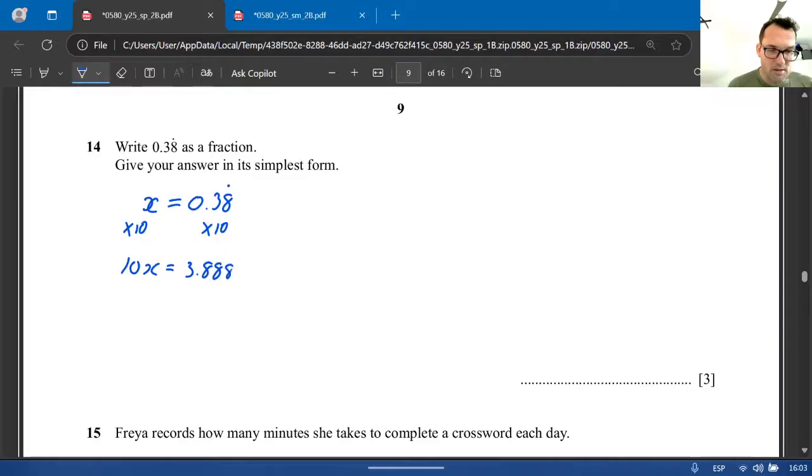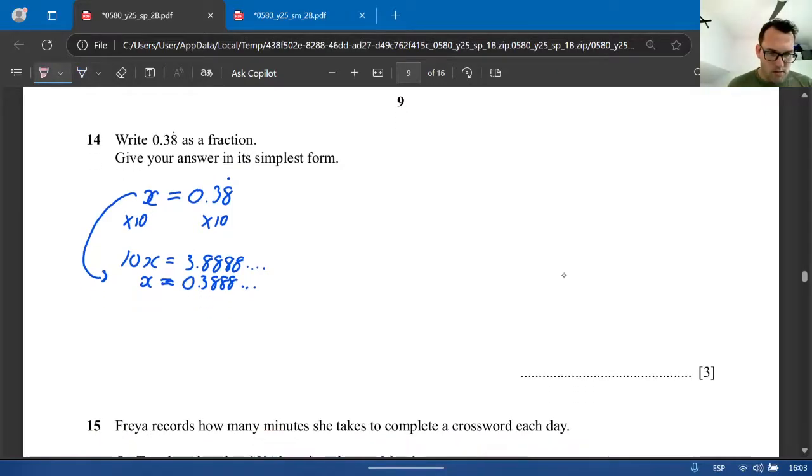Remember now, these 8s, they go on into infinity, which makes it difficult to write something as a fraction. We've got something that goes on forever. Right. Now we're just going to, again, take the first equation there and just pop it underneath. x equals 0.3888 going on into infinity. It's very important that you line up the decimals. They need to be lined up. Because now you can see I've got the 8s also lined up.